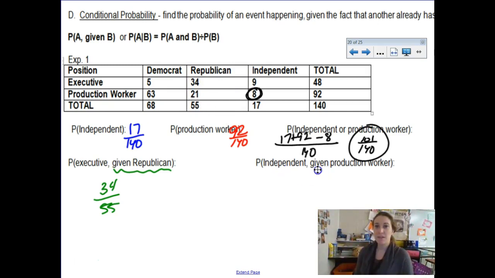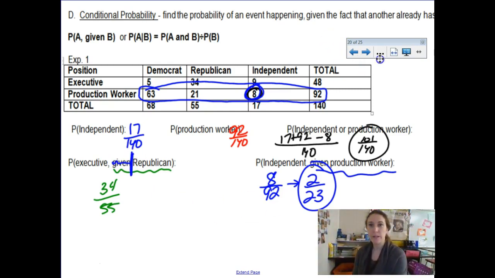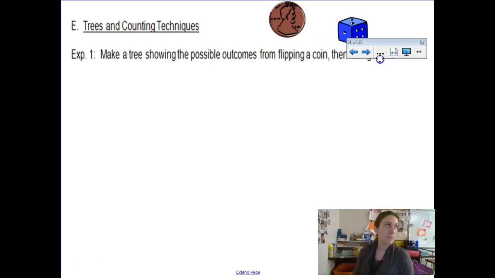And then here, independent, given that you're a production worker. So this time, you're only allowed to look at data from the production worker row. So independent would be these 8 out of the total 92 production workers, which I think I did reduce to 2 out of 23 for you. So whenever the word given, or instead of the word given, they'll put a big line like this, that means given in statistics. Just to be weird, they have to have notation for everything, right?